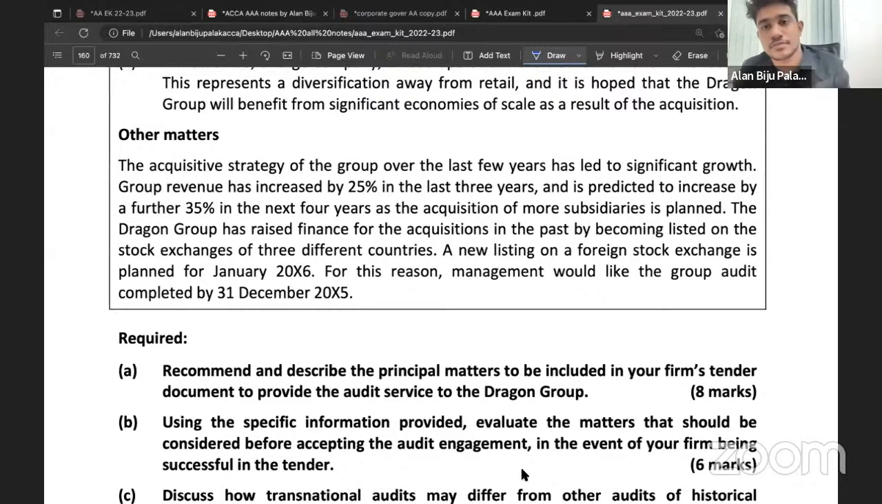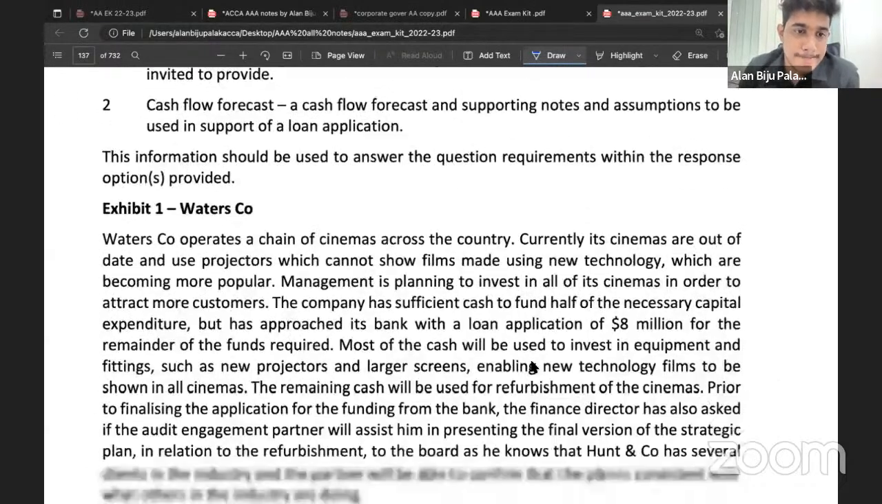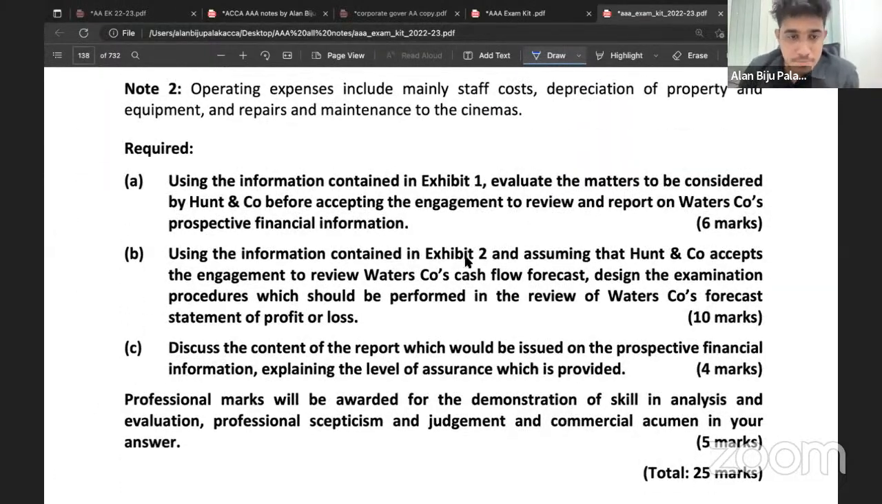One more question. See, there's another question in the revision kit, which we have already done. It's a question called Waters. So in the Waters company's question, they have asked a similar requirement. Using the information contained in Exhibit 1, evaluate the matters to be considered by Hunt Company before accepting the engagement to review and report on Waters Company's prospective financial information. So they have asked us to consider matters to be considered before accepting engagement to review and report on PFI.